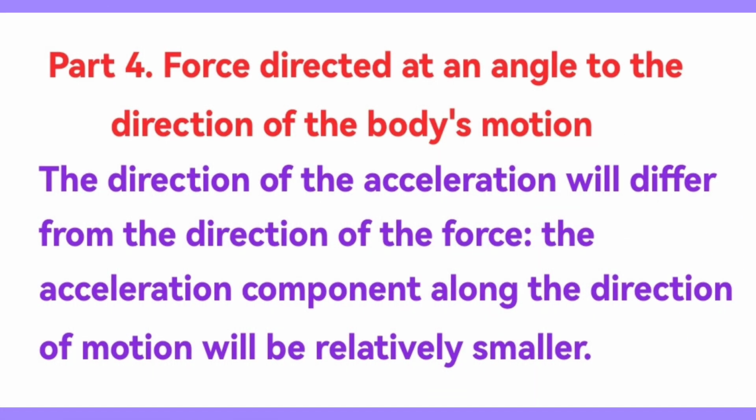Part 4. Force directed at an angle to the direction of the body's motion. In this case, the force will have two components, one parallel to the body's velocity and one perpendicular to the body's velocity. The parallel component of the force will accelerate the body less than the perpendicular component. This means that the direction of acceleration will not coincide with the direction of the force. However, the attenuation of the accelerating effect of a perpendicular force will be less pronounced than that of a parallel force. Specifically, the acceleration component along the direction of motion will be relatively smaller.